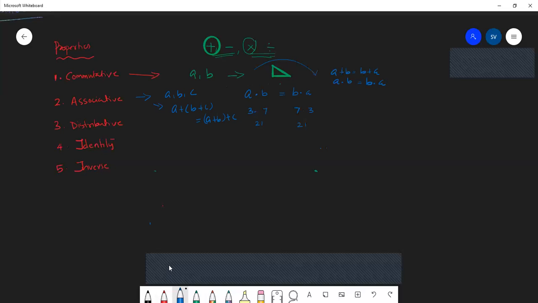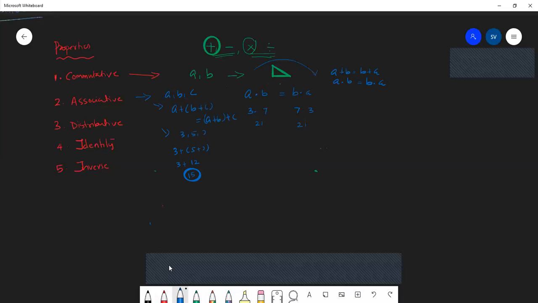So, for example, if I'm considering three numbers, 3, 5, and 7, associative property for addition is stating 3 plus (5 plus 7). Because we have a parenthesis here, we need to operate that first. 5 plus 7 is 12. 12 plus 3 is 15. Okay, that's done. Now, this is 15.